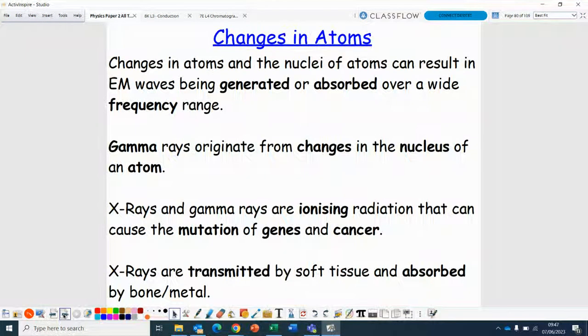Do make sure you are aware where gamma rays come from. So from paper 1, they come from the nucleus of an atom. X-rays and gamma rays are both ionizing. That's a word we used in paper 1, which means they can mutate cells and can cause cancer. X-rays are transmitted by soft tissue. They pass through it. That's why they don't show up on an X-ray. And they are absorbed by bone and metal. That's why they show up white.